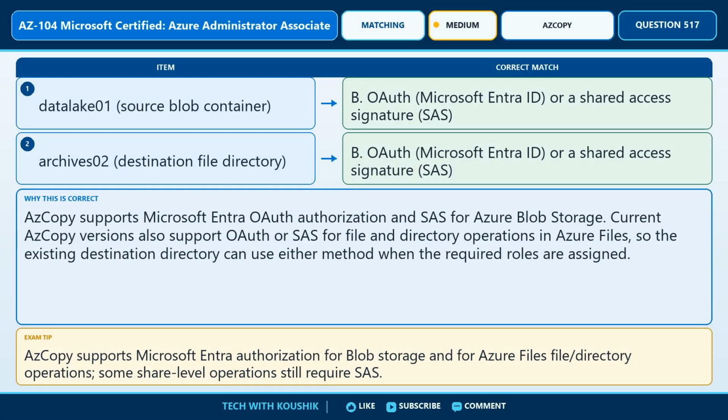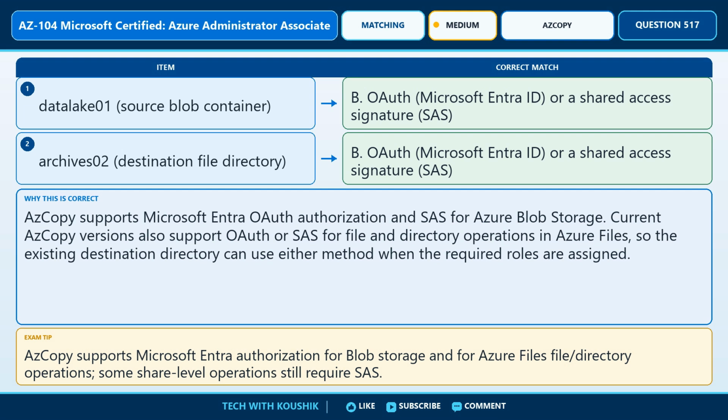Here are the completed matches. The correct match for Data Lake 01, Source Blob Container, is B. OAuth, Microsoft Entra ID, or a Shared Access Signature, SAS. The correct match for Archive 02, Destination File Directory, is B. OAuth, Microsoft Entra ID, or a Shared Access Signature, SAS.